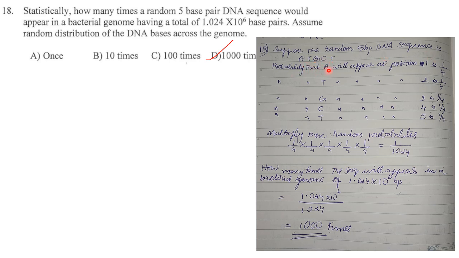Now the probability that A will appear at the first position is 1/4. T will appear at the second position is 1/4, as there are 4 nucleotide bases. G will appear at the third position is 1/4. C will appear at the fourth position is 1/4. T will appear at the fifth position is again 1/4. Now multiply all the probabilities. You will get 1/4 × 1/4 × 1/4 × 1/4 × 1/4, that is 1/1024.